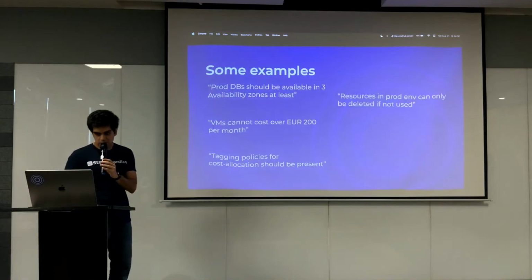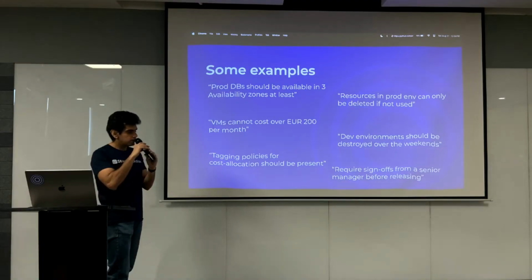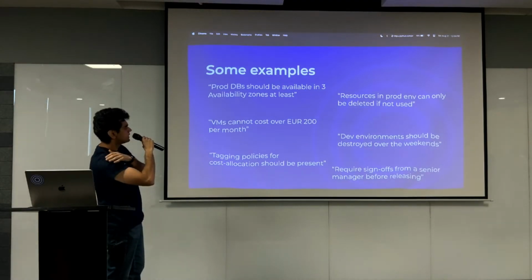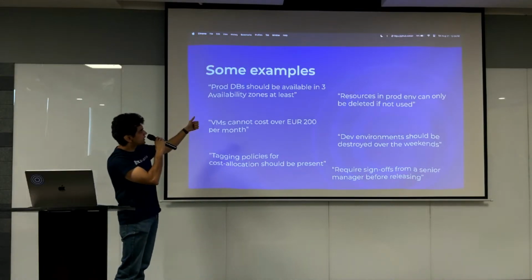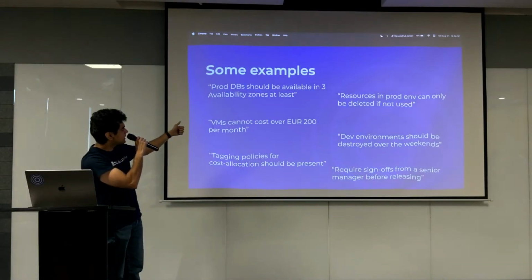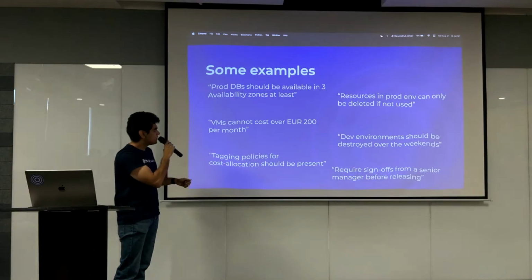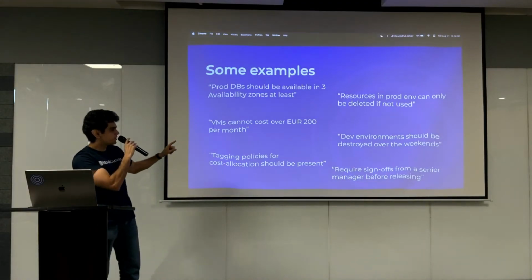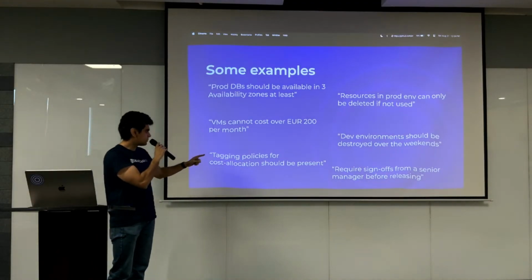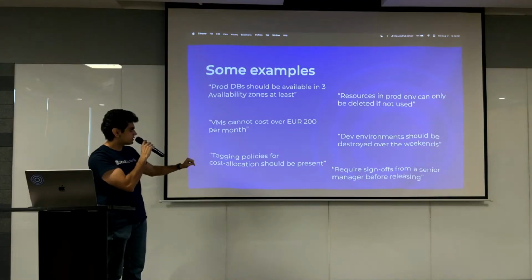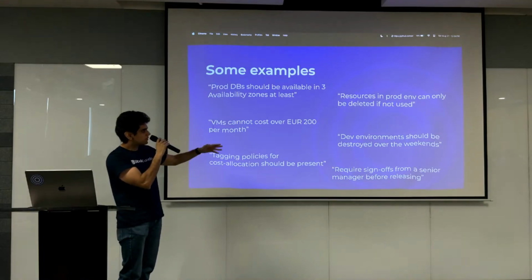So some examples of common policies which are written. For example, databases should be available in at least 3 availability zones. VMs cannot cost over 200 euros per month. Tagging policies for cost allocation should be present. So these are some of the policies.